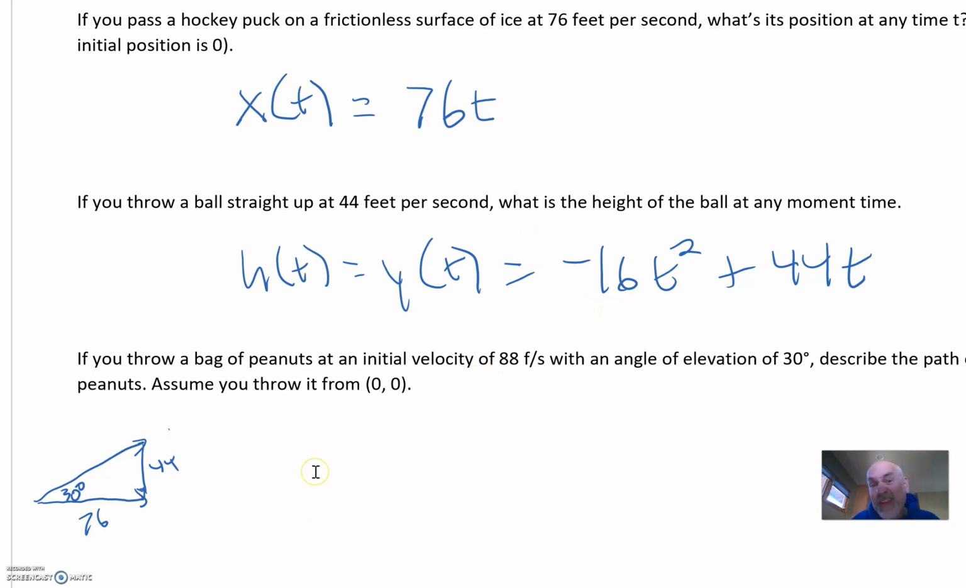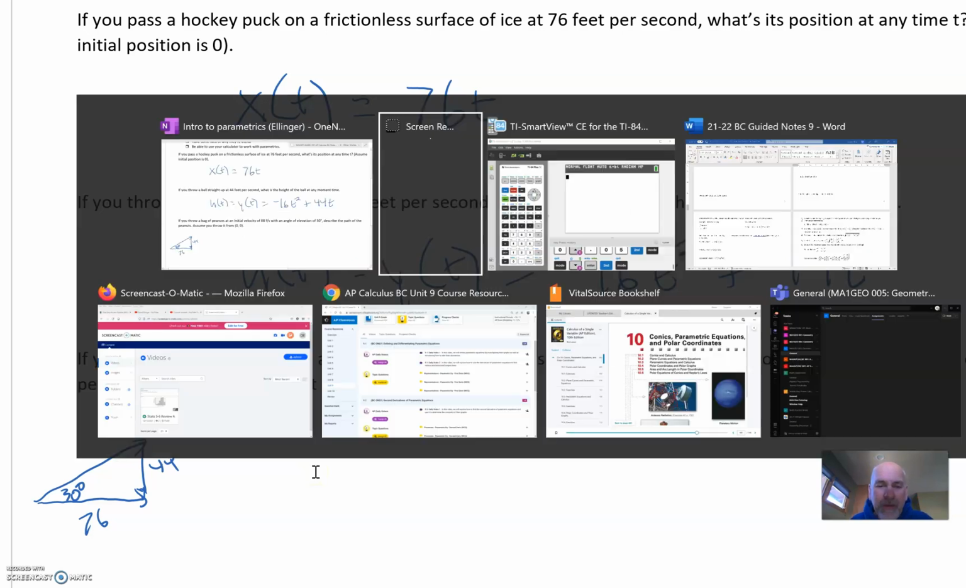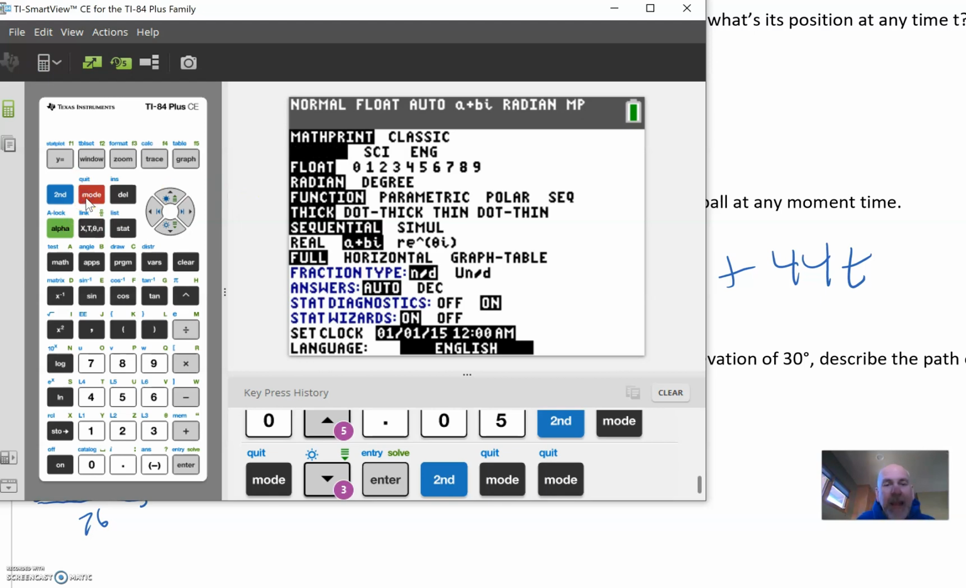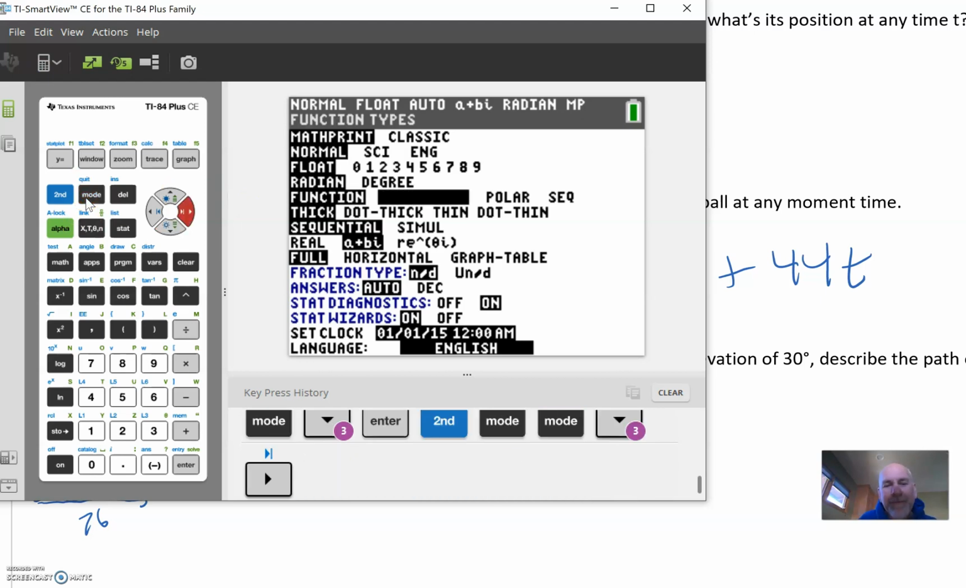Now, we're going to do this on the calculator. So bring out your handy dandy calculator. In order to do parametrics, you need to hit the mode button and find parametric. We're going to switch the mode of the calculator. On the 83 or 84, it'll be PAR, P-A-R.